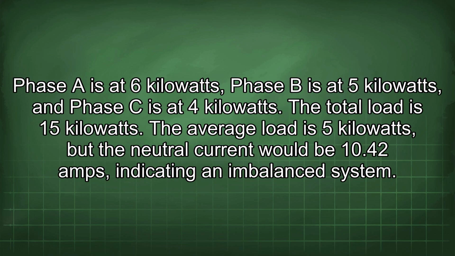Here is another example. Phase A is at 6 kilowatts, phase B is at 5 kilowatts, and phase C is at 4 kilowatts. The total load is 15 kilowatts. The average load is 5 kilowatts, but the neutral current would be 10.42 amps, indicating an imbalanced system.